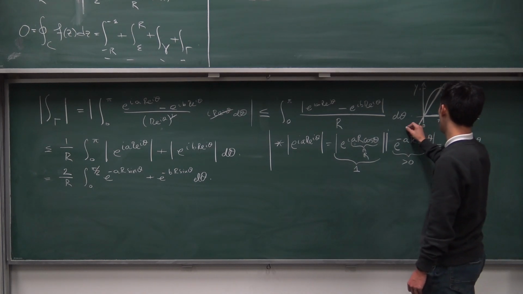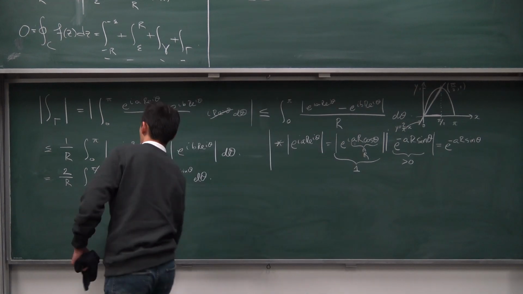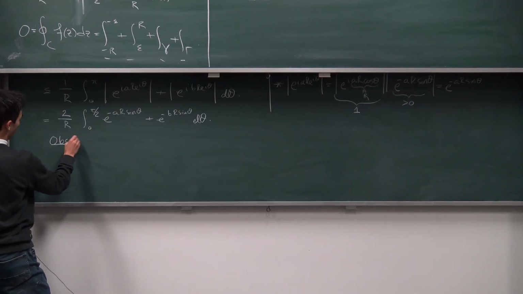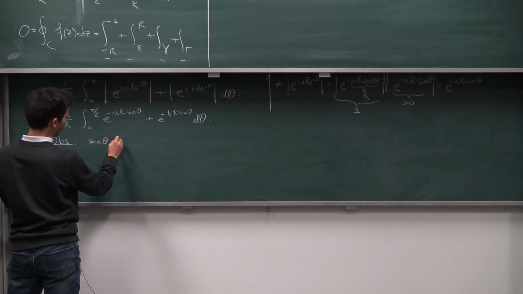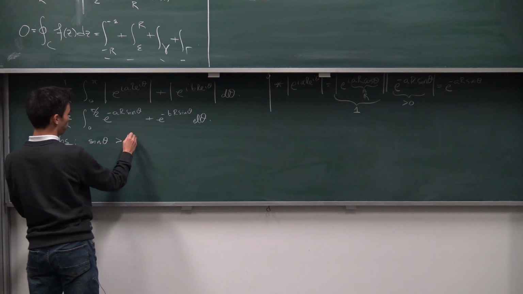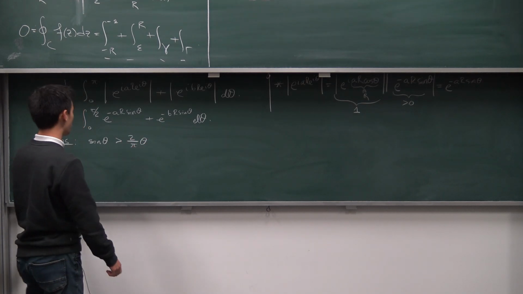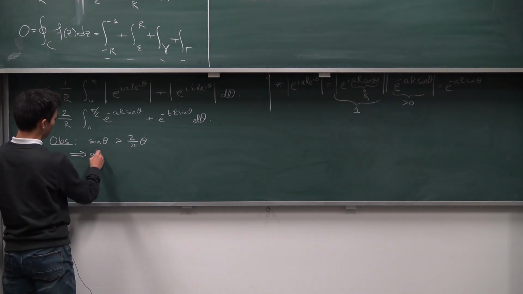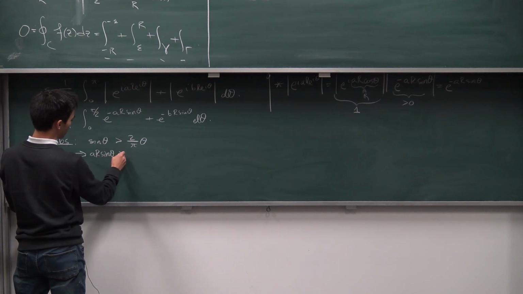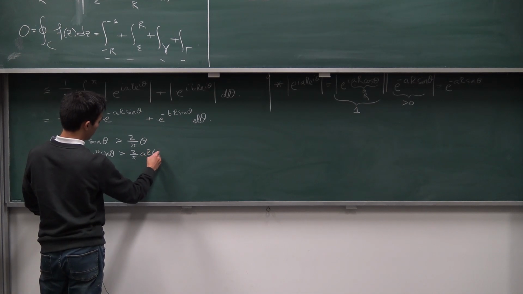So in particular, this line over here is y equals 2 over pi times x. So we make an extra observation down over here. The observation is that sine of theta is greater than that function I just showed you, 2 over pi times theta, when theta is on the interval 0 to pi over 2. But that also tells you that a times r times sine of theta is greater than 2 over pi times a times r times theta.